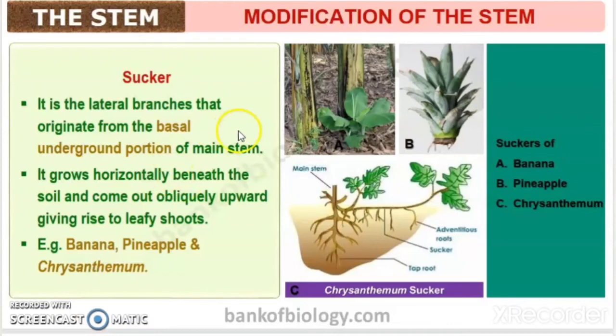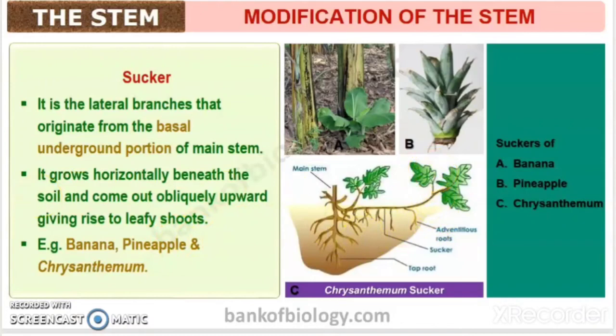So it is the lateral branch that arises or originates from the basal underground portion of the main stem. So this is the basal underground portion. You can see the soil here. Just below it we find the underground portion of the main stem, and from this main stem they will originate, and they will grow horizontally. They will be growing horizontally beneath the soil, and then they will come out obliquely upwards. So they will suddenly come out upwards, giving rise to leafy shoots.